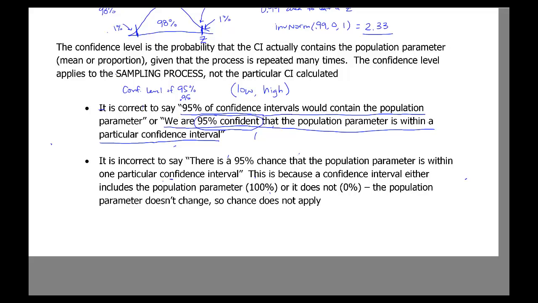What you should not say is that there's a certain chance that a population parameter is within a particular confidence interval, because the population parameter doesn't change. It's a constant value, so it either is in your confidence interval or it is not in your confidence interval. So the probabilities are either 100% or 0%. You can't say that there's a 95% probability that that value is in your confidence interval. You can only say that you're 95% confident that the population parameter is in your confidence interval.